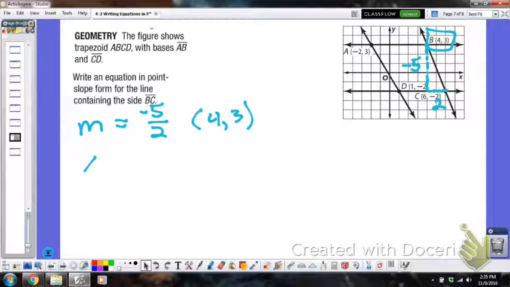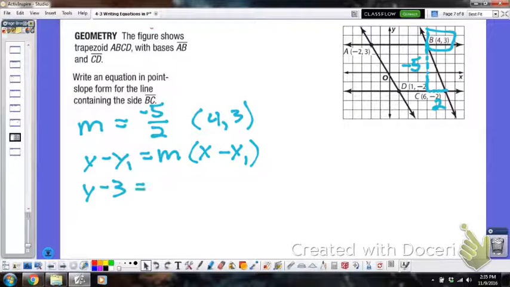I'm going to use y minus y1 equals m times the quantity of x minus x1 again. Substitute in my points. So I have y minus 3 equal to -5 over 2 times x minus x1, so minus 4. So there's my equation.